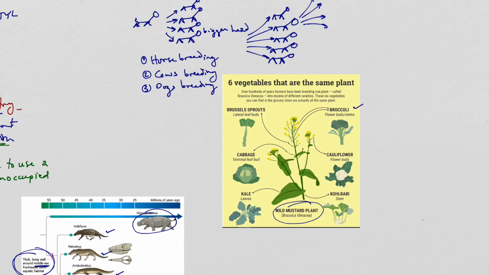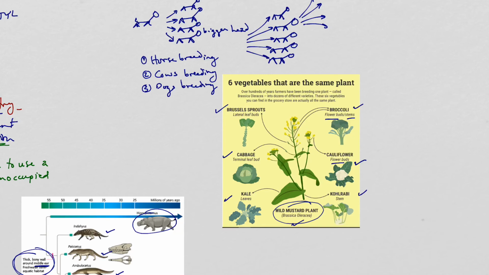And we now have 6 different plants that we have gotten by just selectively breeding one wild mustard plant. People selected giant flowering buds and stems, and we have broccoli. The flower buds, if just focusing on the flower buds, by selecting always the ones that were the biggest and the biggest and the biggest, and keep breeding those, we ended up with cauliflower.